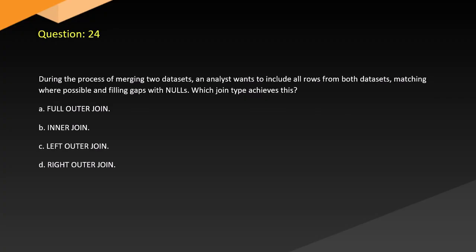Question 24. During the process of merging two datasets, an analyst wants to include all rows from both datasets, matching where possible and filling gaps with nulls. Which join type achieves this? A. Full outer join. B. Inner join. C. Left outer join. D. Right outer join.